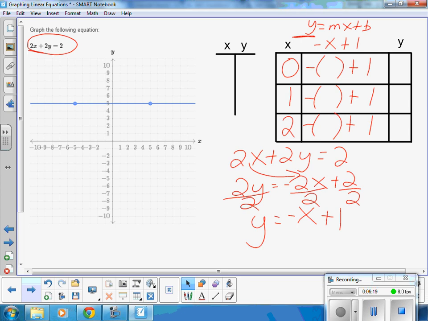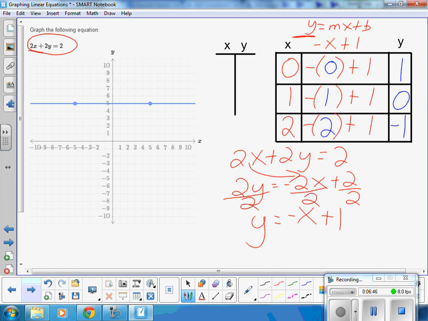So I will substitute those values in, and then I get my result. A negative 0 is just 0, plus 1 is 1. When I put a 1 in, I get a negative 1 plus 1, that is 0, and a negative of 2, substitute my 2 in for x, I get a negative 2 plus 1, which is a negative 1.